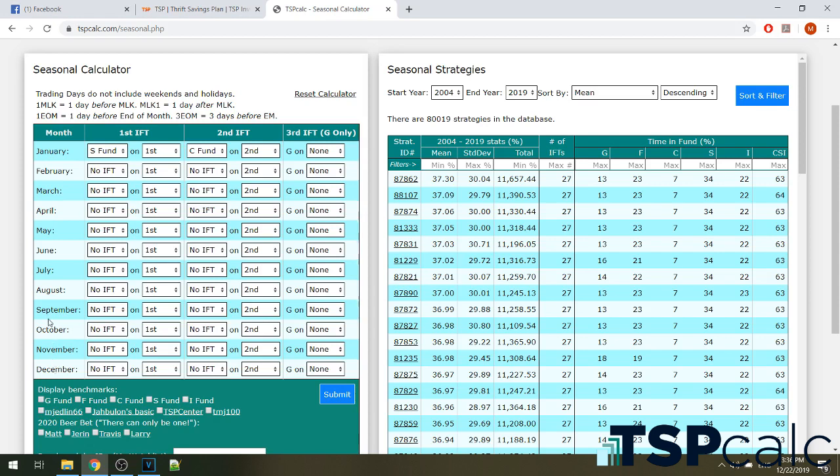Like I said, a strategy is a set of 3 trades per month, and there's 12 months, and a strategy has to be cyclical, which means that whatever fund you end December in can't be the same fund that is your first trade here. For example, let me show you.